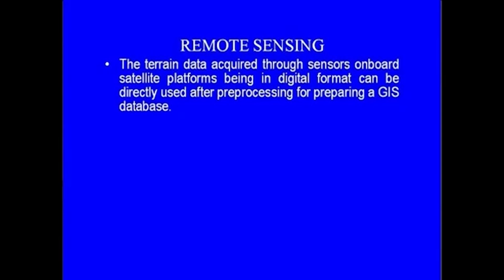So, let us look at these data sets which would be used to extract the information and stored into a GIS database. The terrain data acquired through sensors on board satellite platforms, being in digital form, can be directly used after pre-processing for preparing a GIS database.